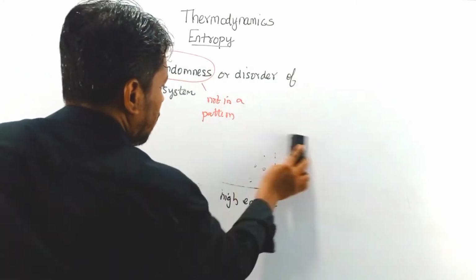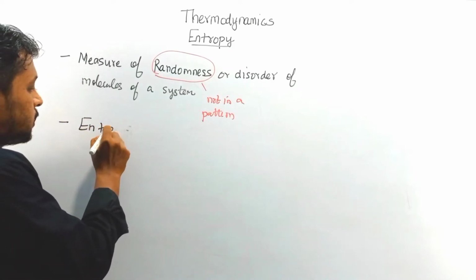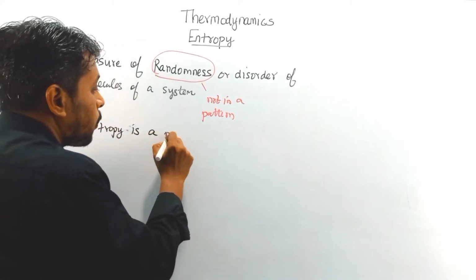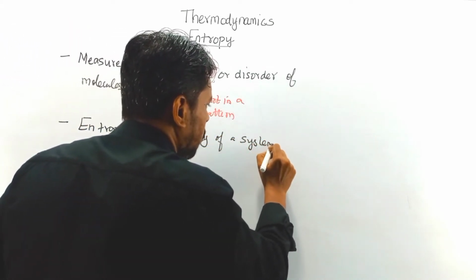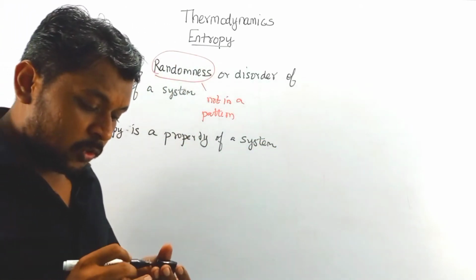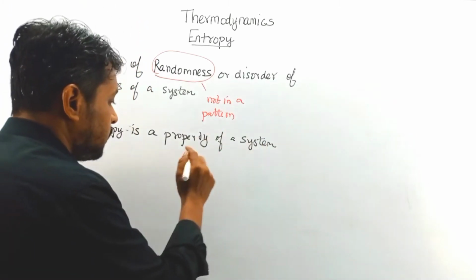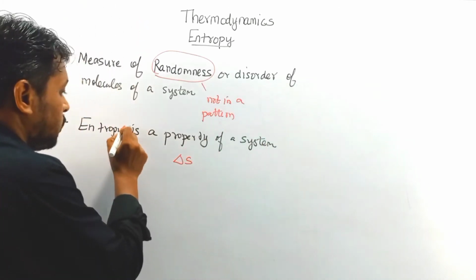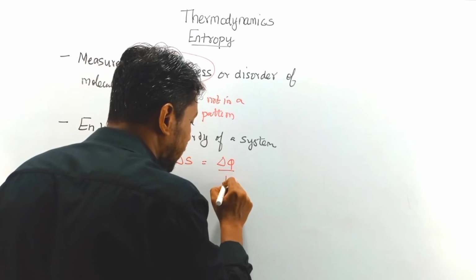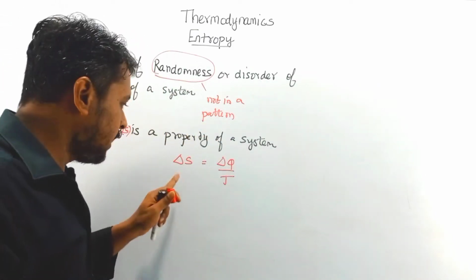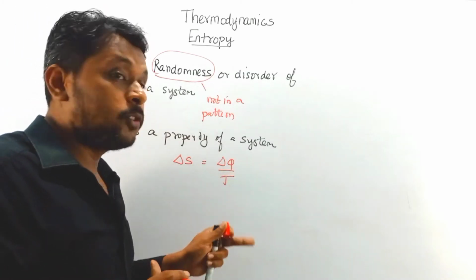Then, another point we have: entropy is a property of a system. To show it in a mathematical manner, I am writing here delta S, because the notation of entropy is S. So delta S is equal to delta Q by T. What it means is that delta S is the change in entropy, which is equal to the change of heat divided by absolute temperature.